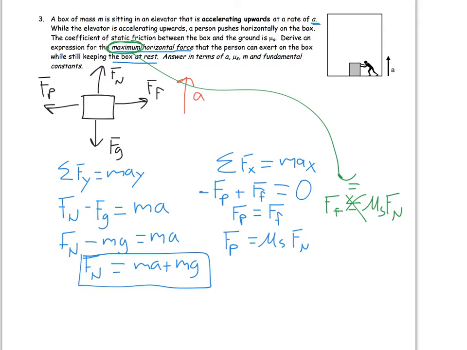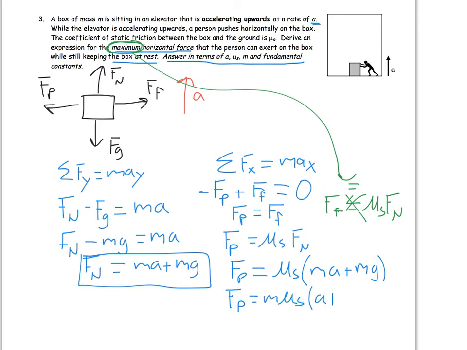So plugging in the expression I just found for my normal force, I find that Fp is equal to mu s times ma plus mg. And there I have an expression for my pushing force in terms of a, mu, m, and fundamental constants. If I did want to factor out that m, I would end up getting Fp is equal to m times mu s times the quantity a plus g. Either one would be an acceptable answer. It's just a matter of how you simplify it.